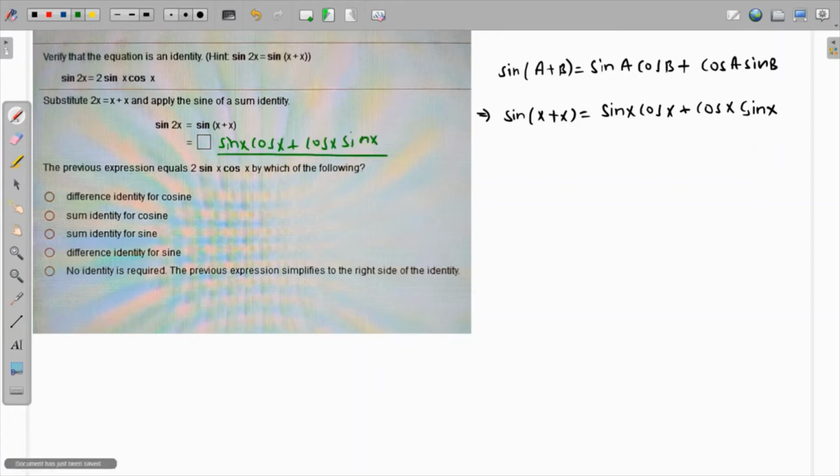So sine of x plus x is nothing but sine x cos x plus cos x sin x, which is nothing but 2 times sin x cos x, because this is also sin x cos x, and this is also sin x cos x. So that is 2 sin x cos x. And the previous expression is equal to 2 sin x cos x. By which identity? There's not really any identity required over here, because this is just sin x cos x and sin x cos x. They are just added to give us twice sin x cos x. So we'll say that the previous expression simplifies to the right side of the identity, and there is no identity required. So the last option is the correct choice.